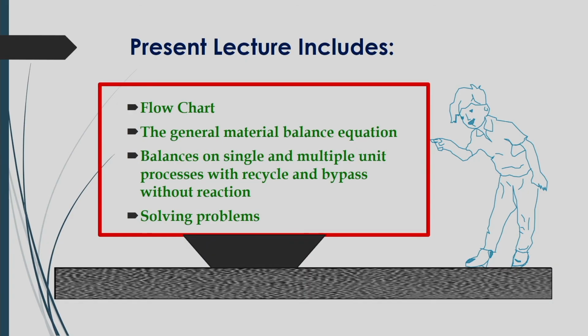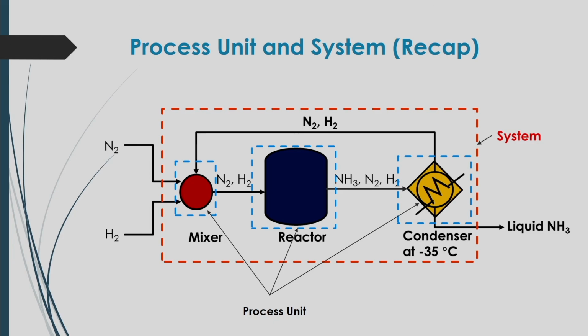We will describe some flow charts of chemical engineering processes, the general material balance equation, and balances on single and multiple units where chemical engineering processes are carried out with recycles and bypass without reaction, and also how to solve the problems of these processes based on the material balance equations.